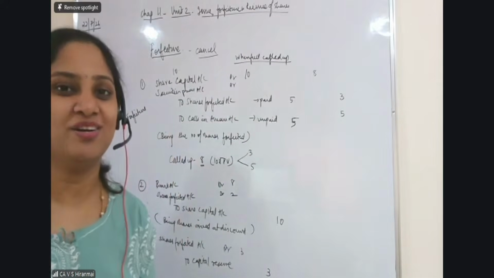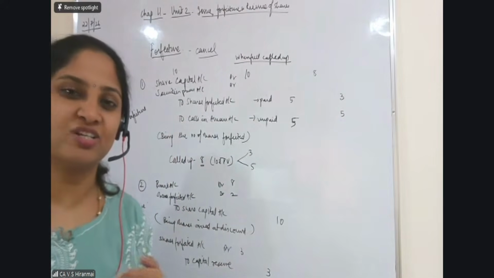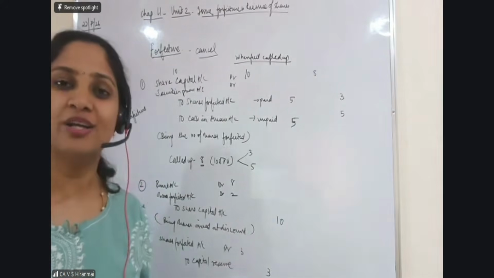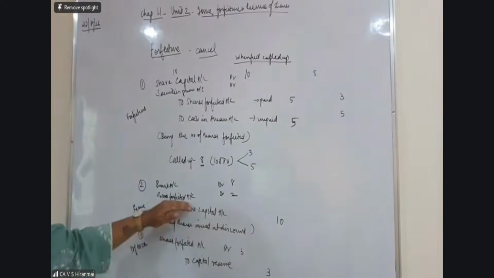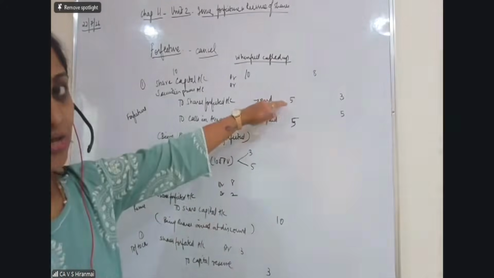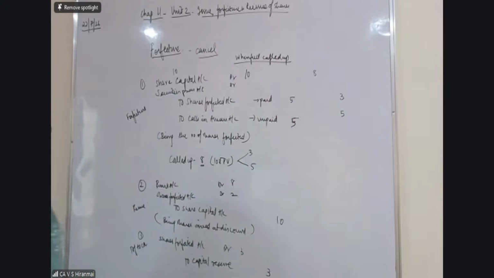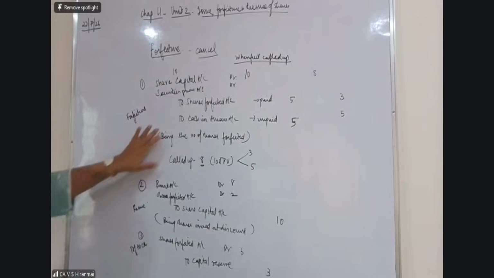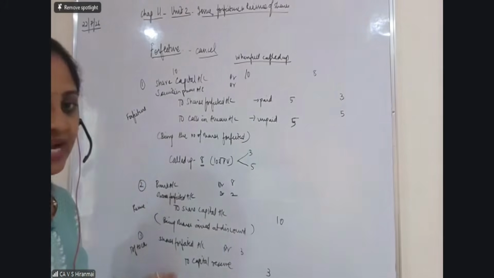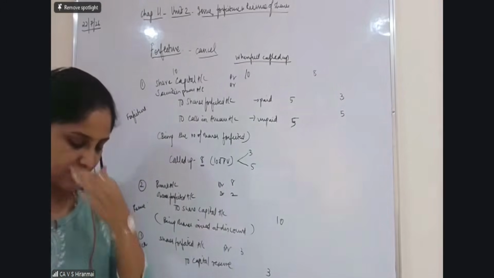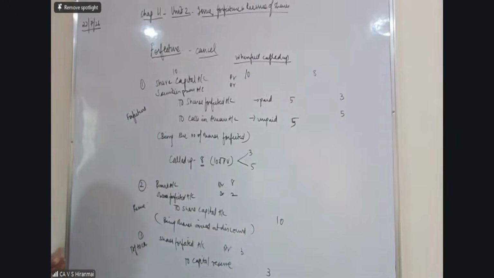But if it goes beyond 5 rupees, then what will happen? Why should you issue at a loss? You need not do that. So always this amount of the loss will be lesser or equal to the amount collected. Clear? And finally, whatever amount is left out in the shares forfeited, it is a capital profit. And one simple entry you're going to pass and take it to the capital reserve.